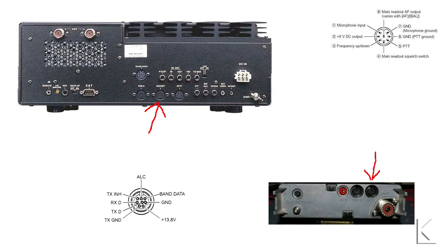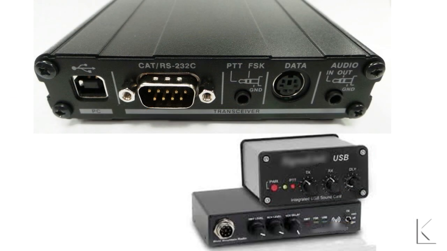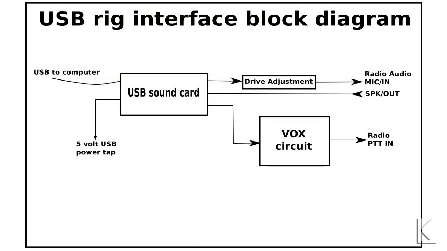Modern radios have an auxiliary port on the back. These ports have line-level audio out, audio in, and push-to-talk pins. This allows for easy connection to a computer without having to unhook your microphone or mess with the volume knob on the front. As computers lost the serial port as a standard device, a new type of computer interface started to show up. Here is a block diagram of a modern USB rig interface.